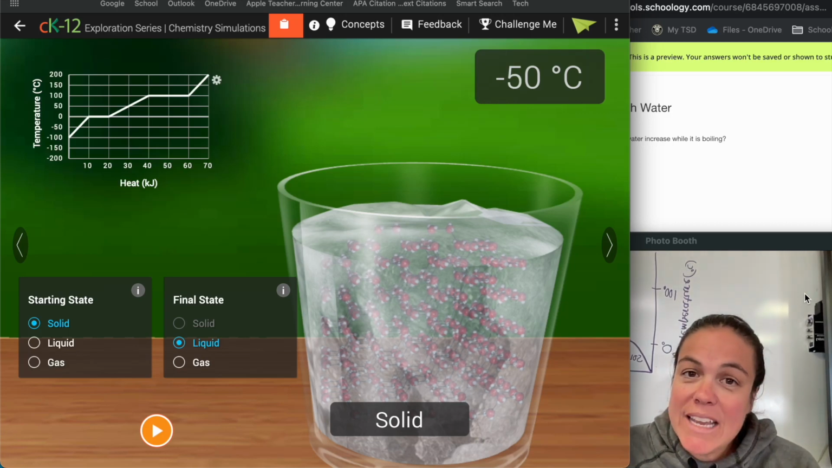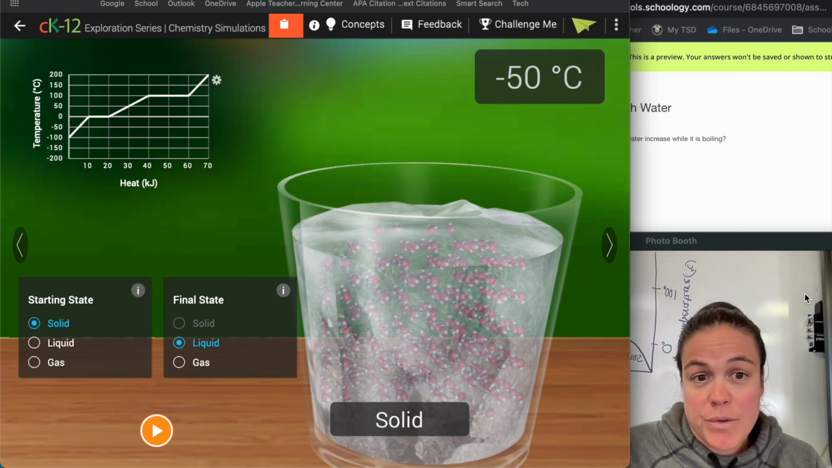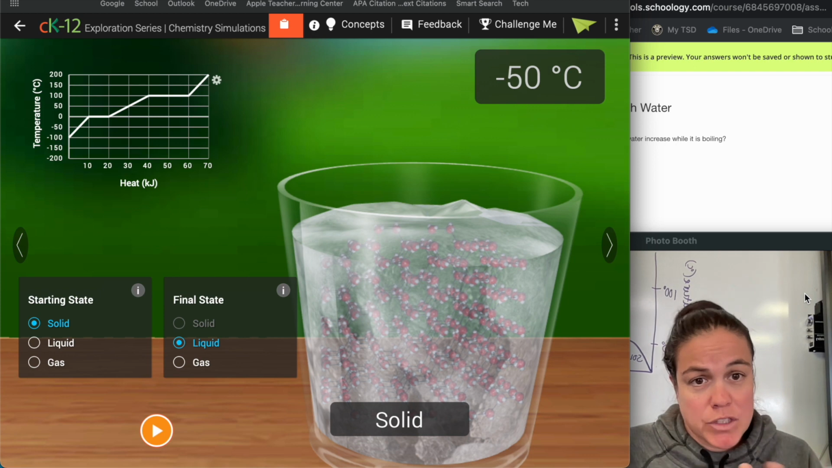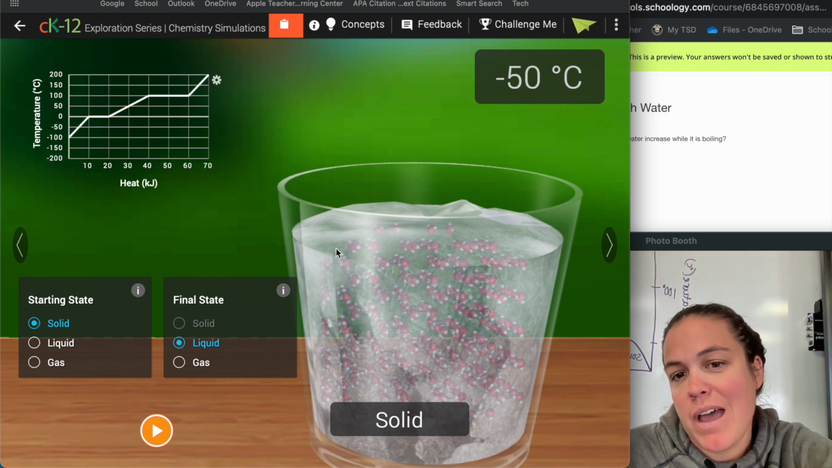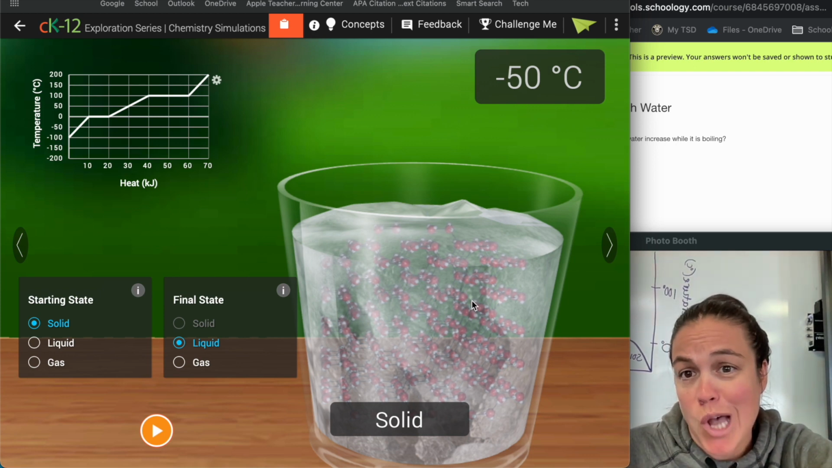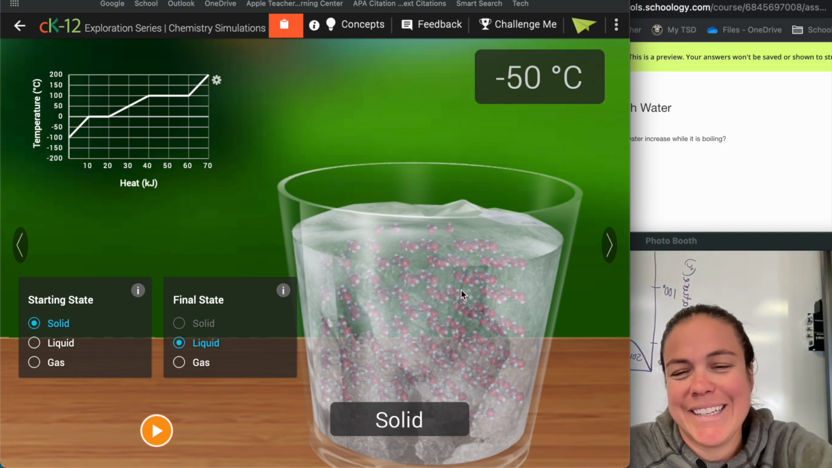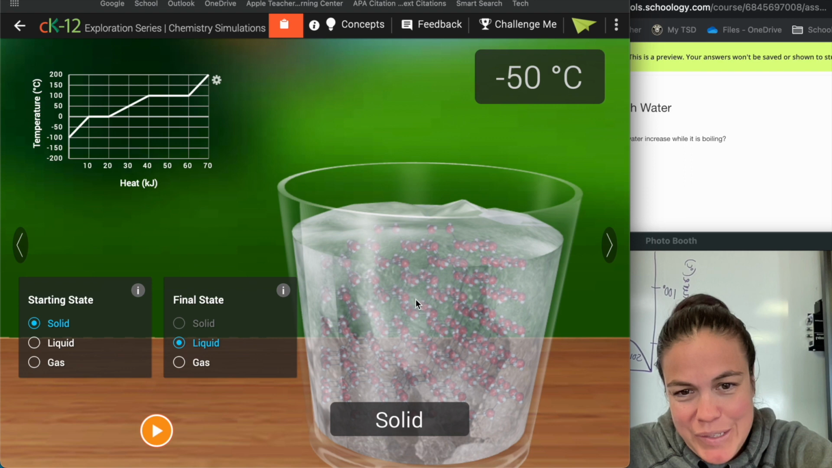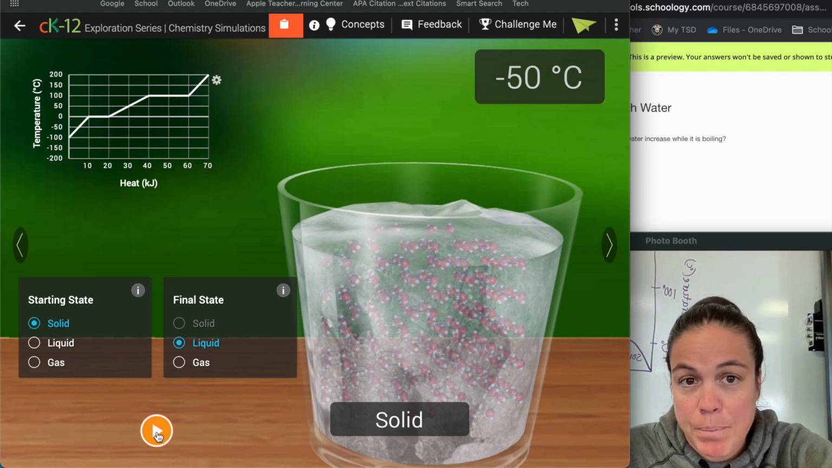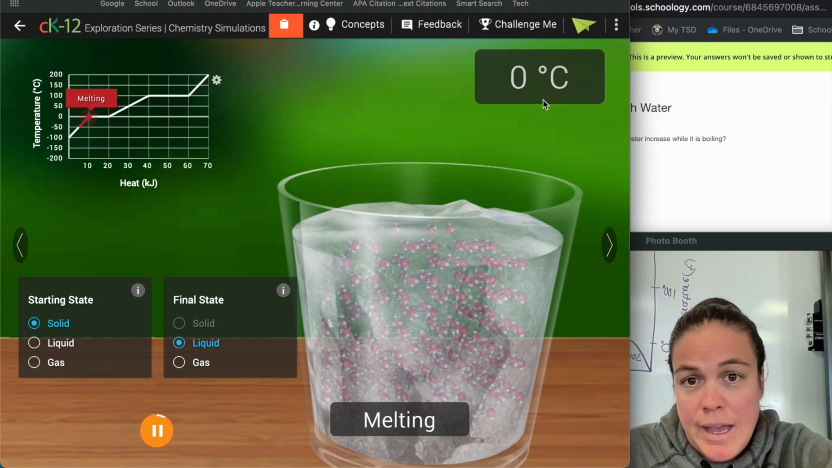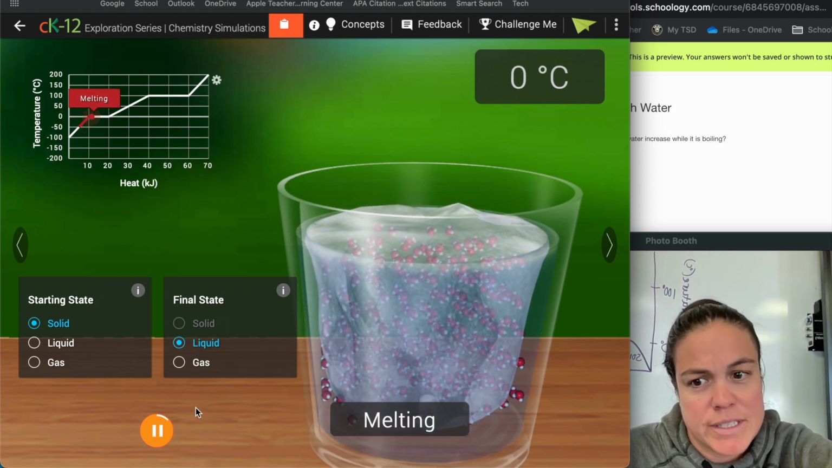Hey guys, I want to take a look at this simulation with you. When I first look at the simulation, I can see I've got a glass of solid water. Sometimes that's called ice, right? And my solid water has particles in it, and you can see they're vibrating there. When I press the play button, the temperature starts to go up. And I notice it melts, okay?